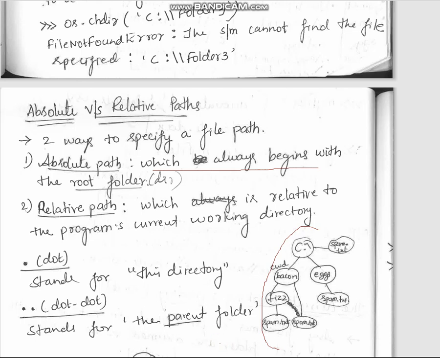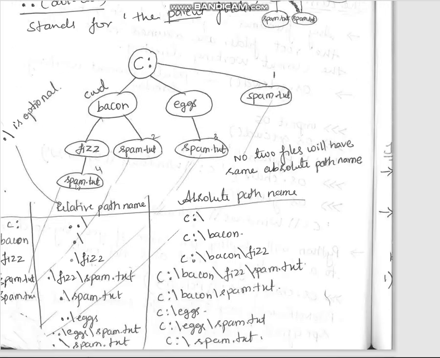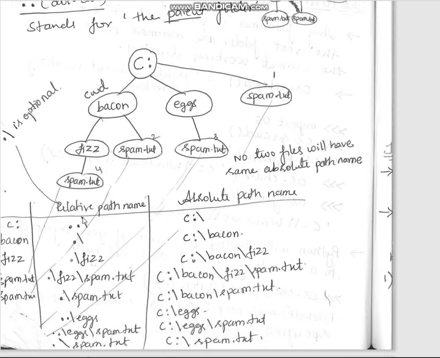So the parent is always represented with the double dot. Okay guys, and we try to represent these paths with dot slash. So dot backward slash for the absolute path. Okay, and this is optional. Now to represent the C colon, if it is an absolute path, we write it as C colon slash.